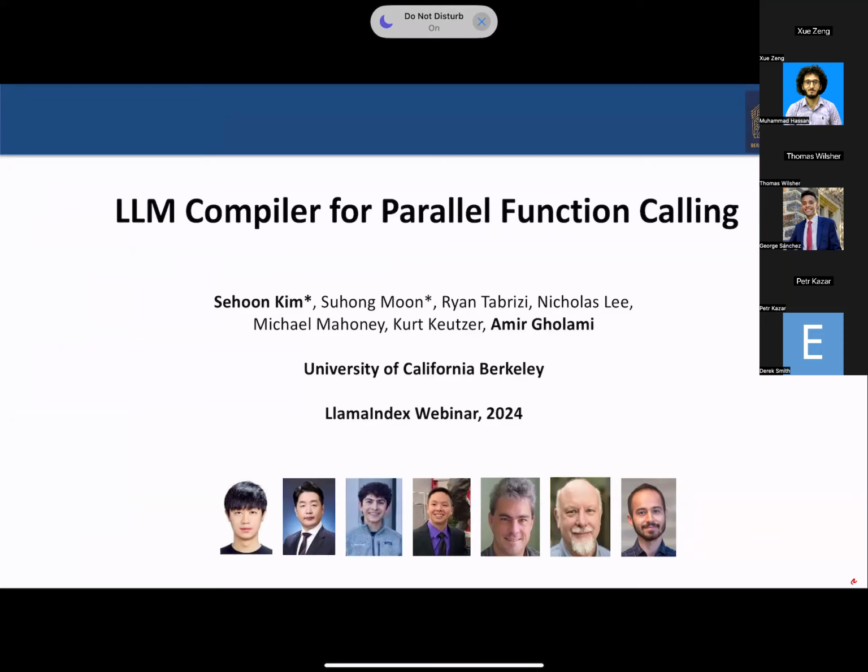We're excited to kick it off with LLMCompiler, which is a cool new paper that does parallel function calling for LLM agents. And so it's a cool new architecture for agents that optimizes both the system side as well as the performance side of things. So excited to have both Sehoon as well as Amir here from Berkeley, some of the co-authors of the paper. And without further ado, passing it over to you to take it away.